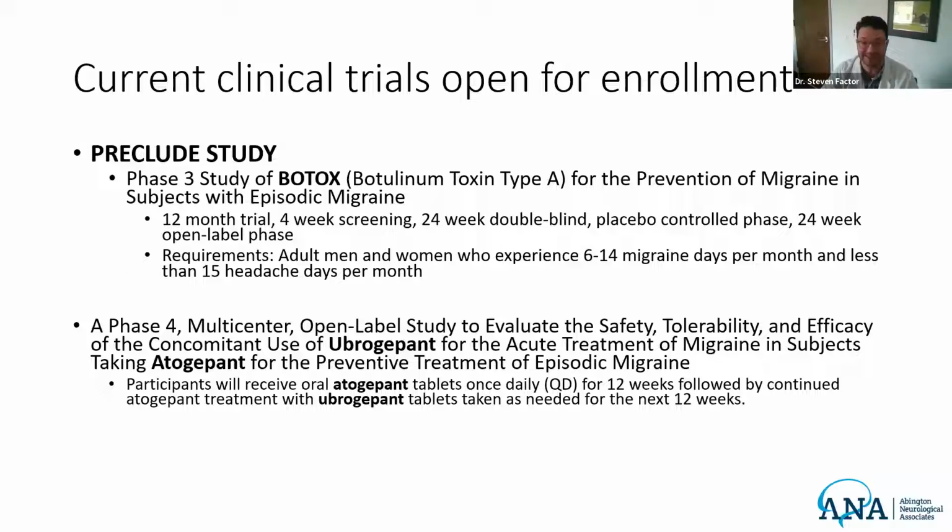Another study that we're very excited about is a phase 4 multi-center open label study to evaluate the safety, tolerability, and efficacy of the use of ubrogepant and atogepant taken concomitantly. So I'm going to unwrap that a little bit. Atogepant is Qulipta, ubrogepant is Ubrelvy. Qulipta is the gepant that you take on a daily basis to decrease the frequency and severity of migraines over time. And ubrogepant is the abortive drug you take to knock out the headaches that you get during that period of time. Does taking both of those help? And is that tolerable for patients?